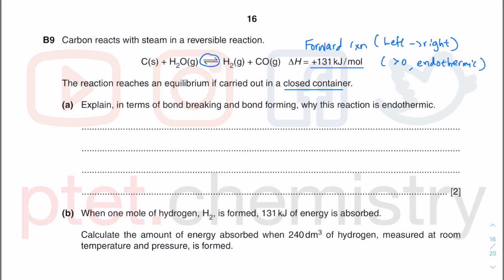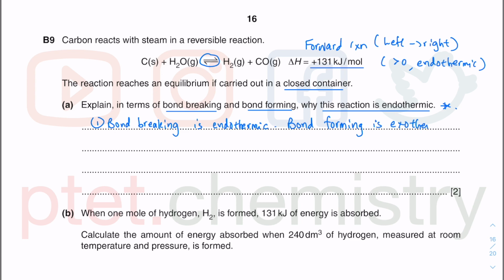Well, you are asked why this reaction is endothermic, basically why the forward reaction is endothermic. As stated in the syllabus, you got to talk about bond breaking and bond forming. So if I start by talking about bond breaking, to break bond, you need to absorb energy. So it's going to be endothermic. You absorb energy from the surrounding. And then bond formation is going to be exothermic, where they will release heat energy to the surrounding.